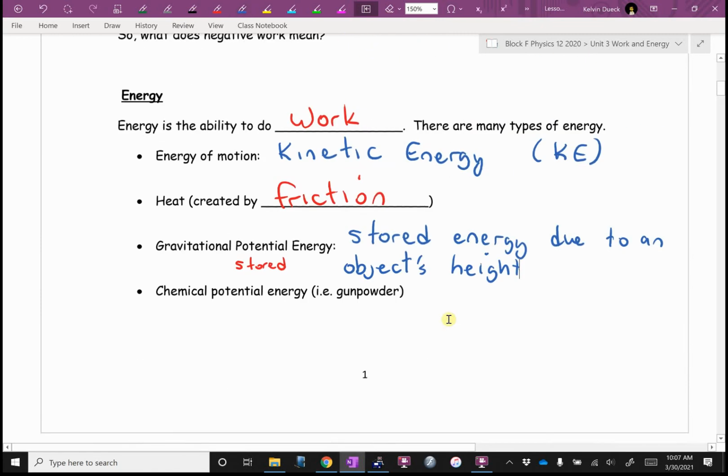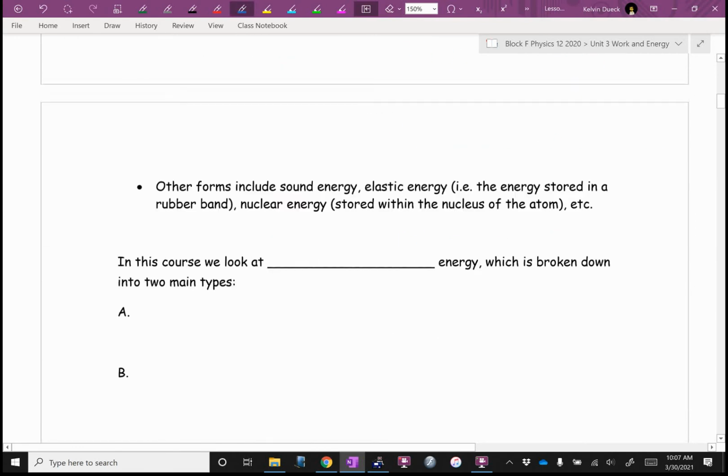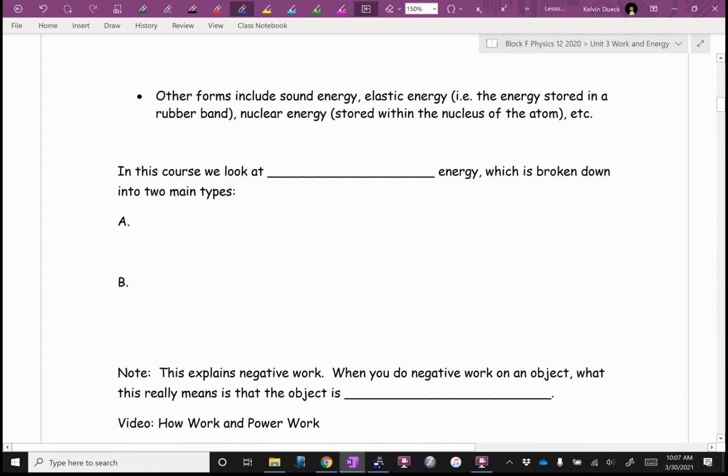So the key idea, Elias, is if an object has energy, it has the ability to do work. It has the ability to apply a force over a distance. In this course, we're going to look at mechanical energy, which is broken down into two types. Kinetic, that's the energy of motion. If an object is moving, when it hits you, it has the ability to apply a force over a distance. It has the ability to do work.